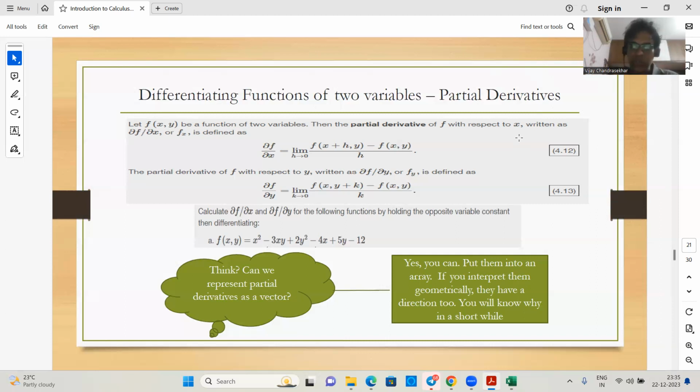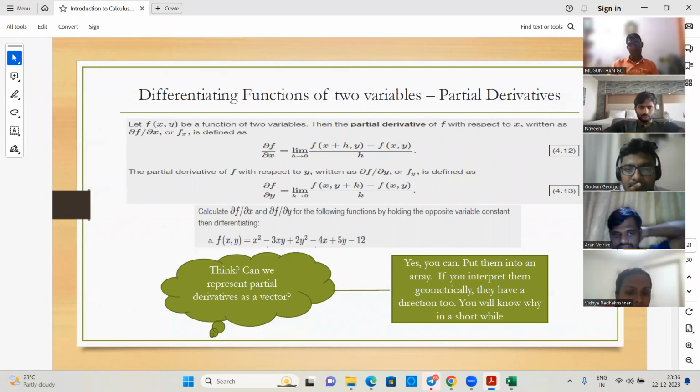Now, I don't want the usual suspects, but I want someone to help me calculate the partial derivative of this function with respect to x. Someone. Not the usual suspects, someone else.